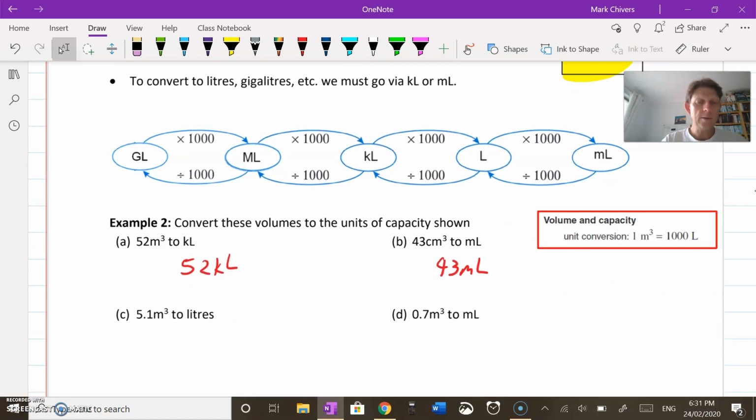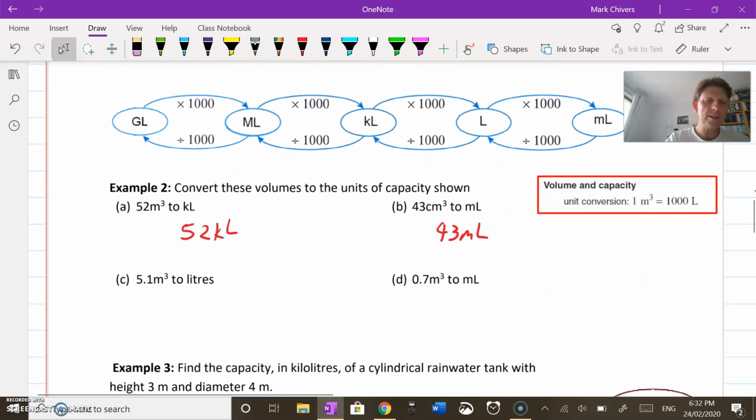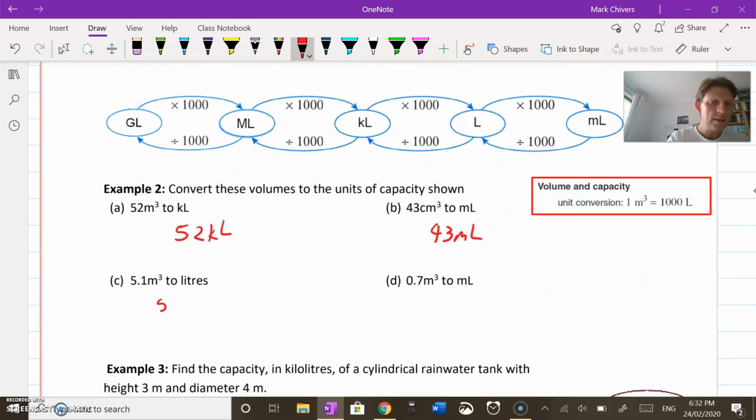The next one down here, we want to convert 5.1 metres cubed to litres. So 1 metre cubed is 1,000 litres, so we're just going to multiply that by 1,000. To do that, we'll move the decimal place 1, 2, 3 times. So we'll end up with 5,100 litres, or 5.1 kilolitres. But of course, because it asked in litres, we'll do it that way.